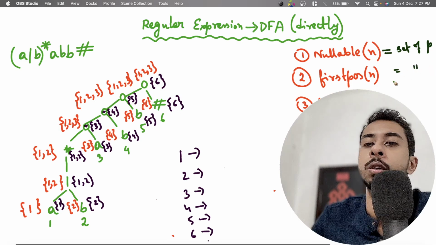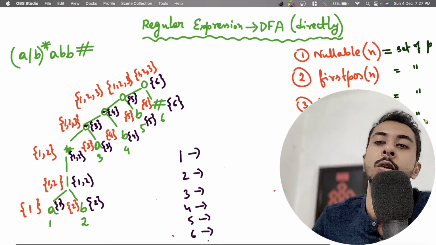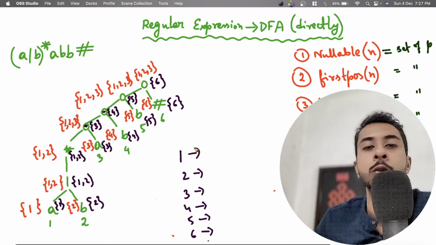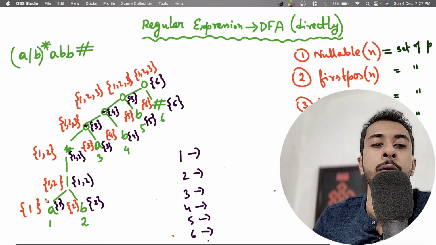So it will also be a set of positions. So this followpos of 1 will also be a set of positions. So what all positions can follow the position 1?